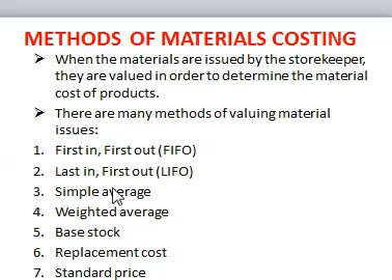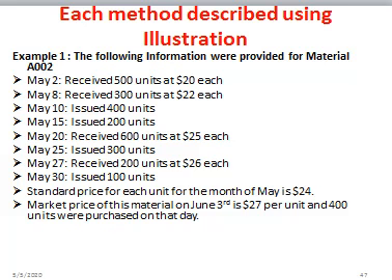Or you can use a simple average price. Or you can use a weighted average price. That is also another method. You can use a base stock, replacement, or you can have a standard price. So we are going to look at an example in order to illustrate these methods in more detail. So this is the example that we are going to look at.